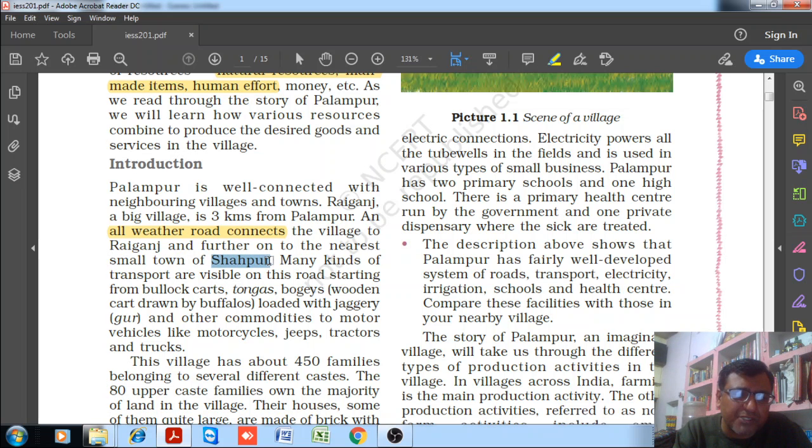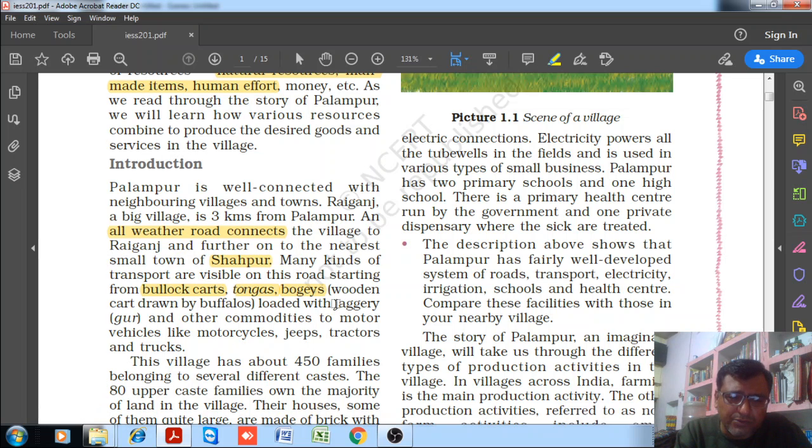For 1 mark questions, these things are very important: which towns and which villages are in the neighborhood of Palampur village? Many kinds of transport are visible on this road, starting from bullock carts. Bullock carts, you know that very well. Some bulls are added in the carts, and tongas with horses, we use those carts. Buggies, the wooden cart drawn by buffaloes, and loaded with jaggery.